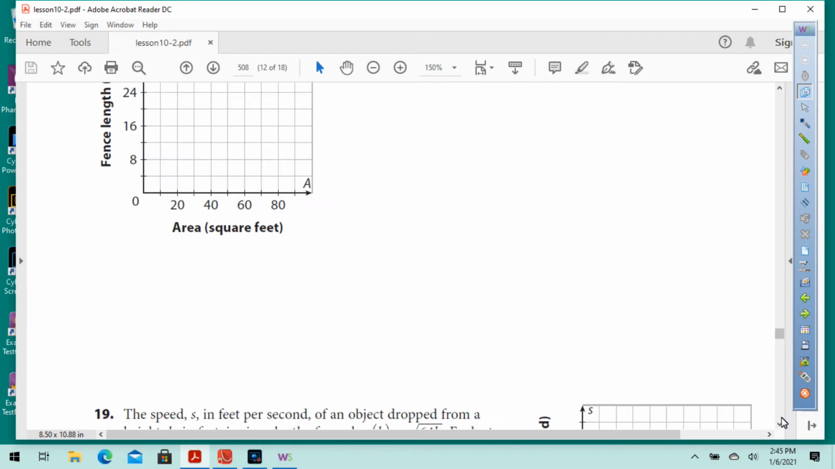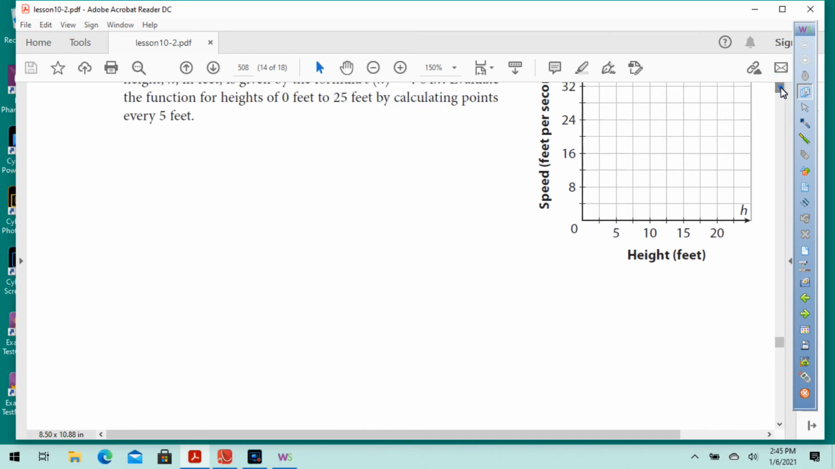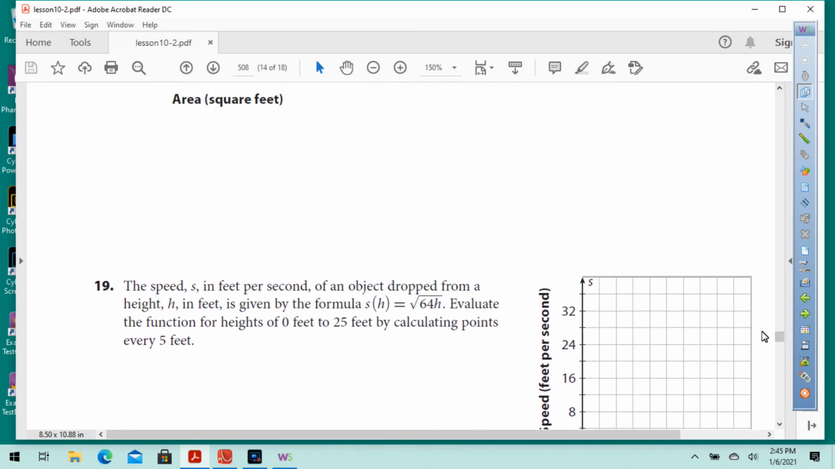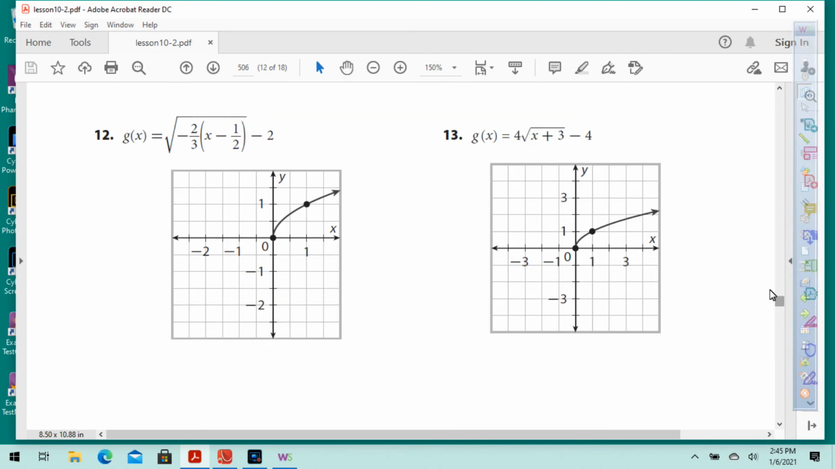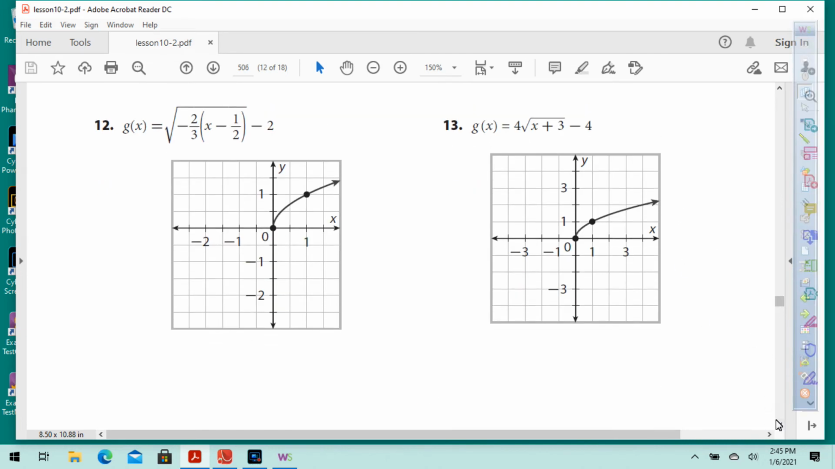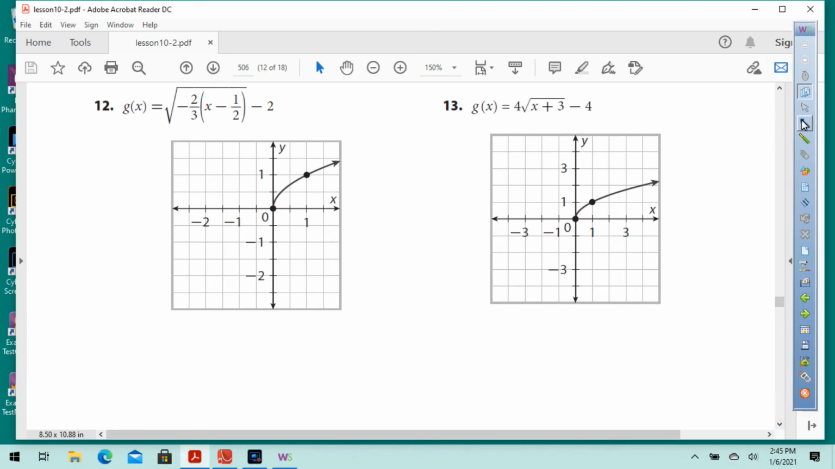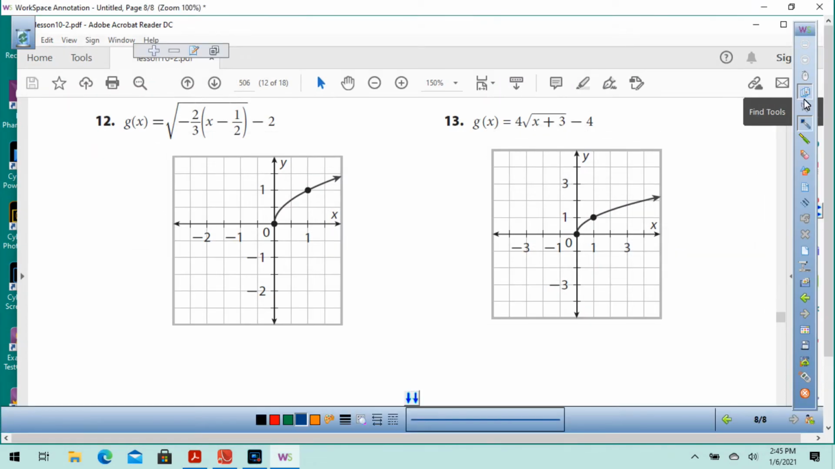Let's try number 12. Whoa! There it is. There's number 12. Sometimes this thing gets away from you. So number 12, what do we got? Well, we have b is -2/3, so let's see, we're going to go down 2, and we're going to go right 1/2. That's going to be right there.